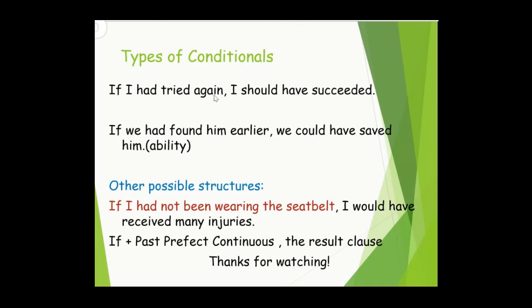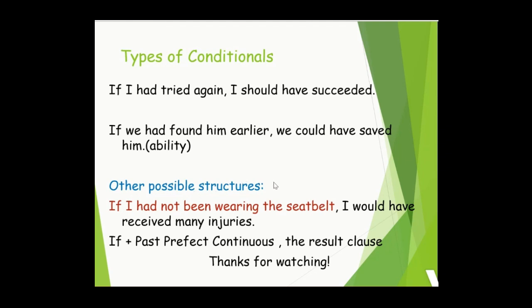If I had tried again, I should have succeeded. So you can also write should have in this result clause. If we had found him earlier, we could have saved him. And this is once again showing the ability of a person. It means they couldn't find him earlier, that's why they couldn't save him.